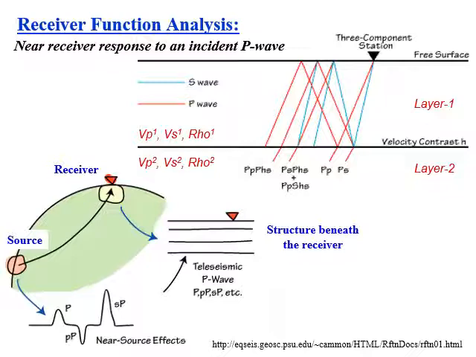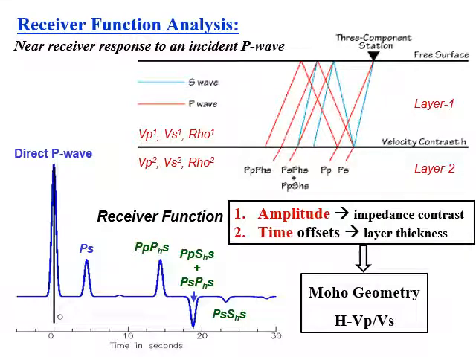If we can actually use this transmitted and reverberating energy which is recorded by the station, we can then use their arrival times to model the structure underneath the station. To show you an example of these receiver functions, what you see on the top is the ray diagram for the transmitted, converted and reverberating energy within a particular layer, which is marked as layer 1.